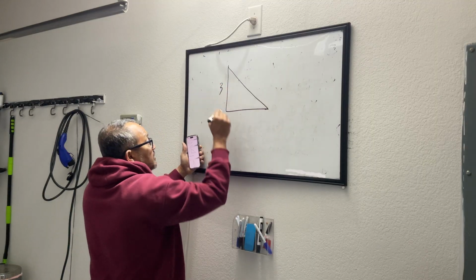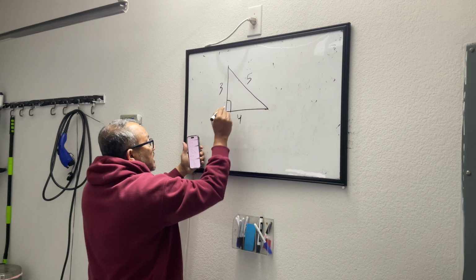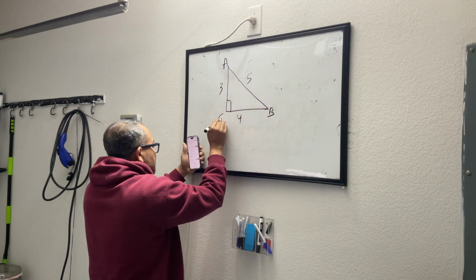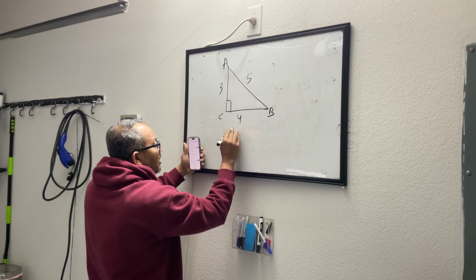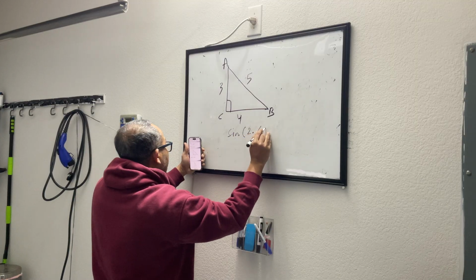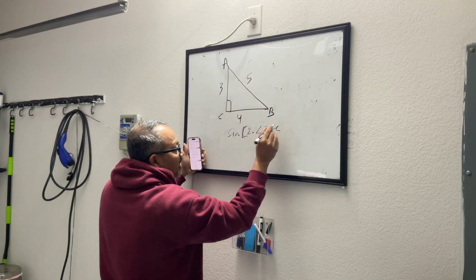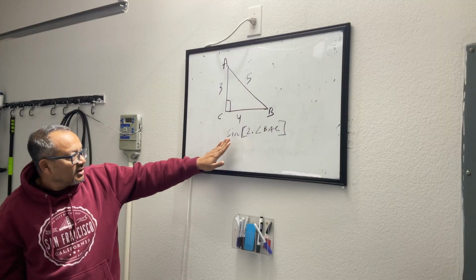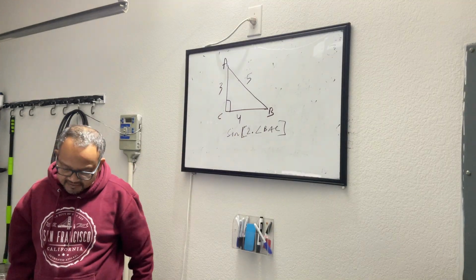This is 3, 4, 5. This is given as 90 degrees. This is A, this is B, this is C. Okay. It says find out sine of 2 times BAC. I don't know what affinity they have with the angle BAC, but it's saying find out sine of 2 times angle BAC. How will you go about it?